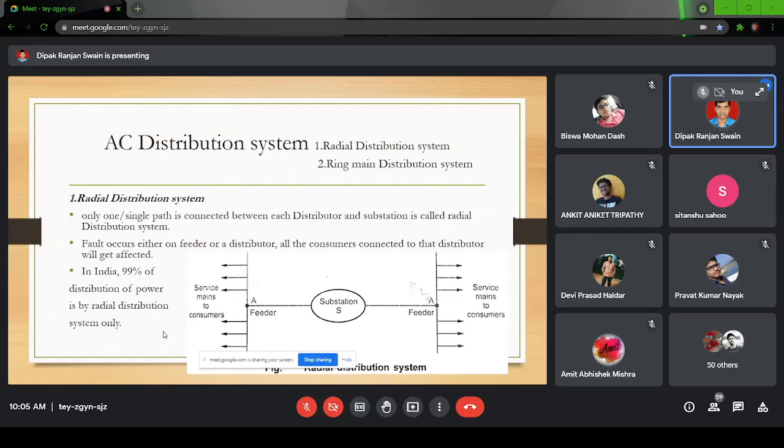What will happen if there is some disturbance at the Bhubaneswar grid? The rest of the areas will automatically be affected. So if a fault occurs either on the feeder or the distributor, all the consumers connected to that particular distributor will be affected.